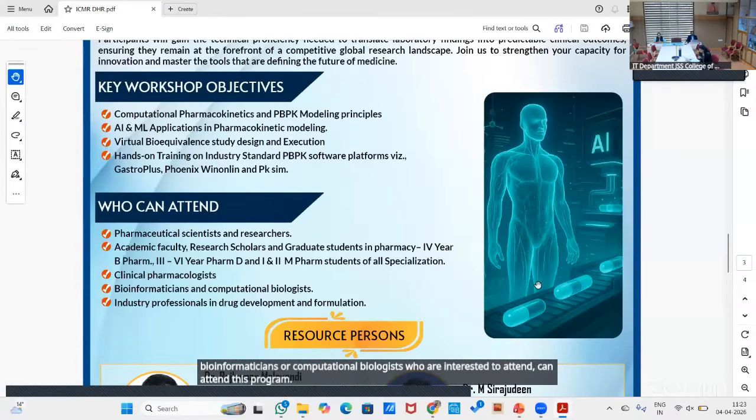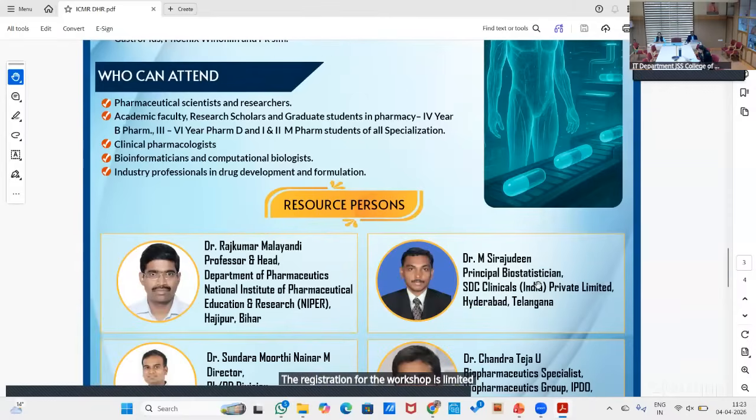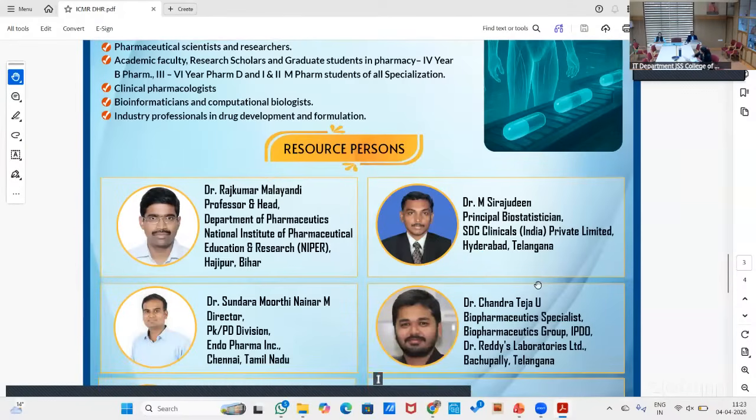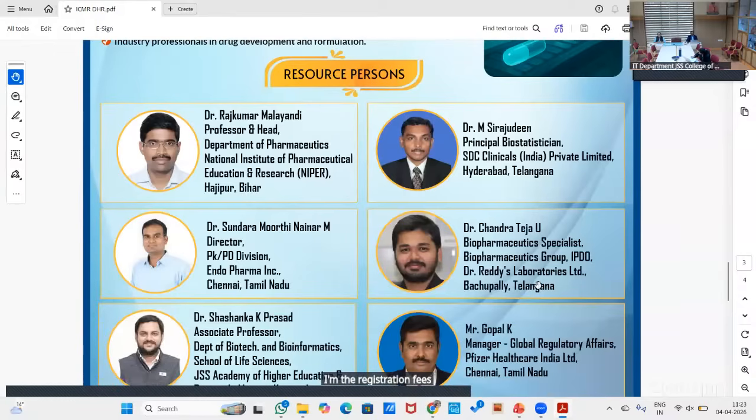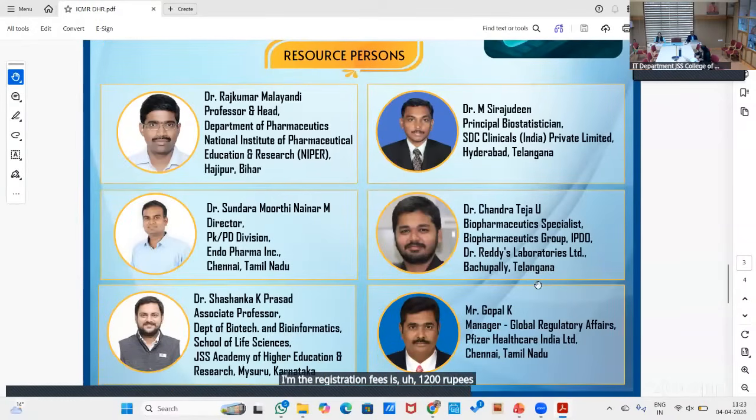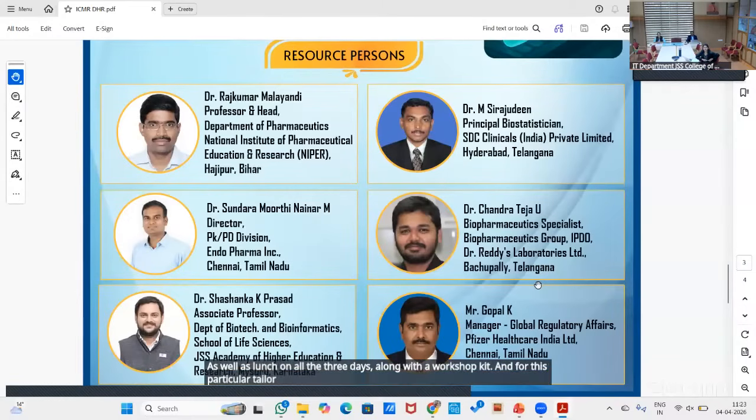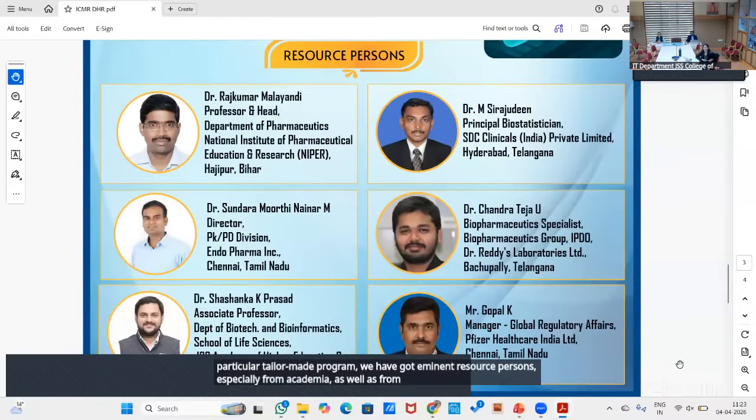The registration for the workshop is limited only to 100 participants, and the registration fees is 1,200 rupees inclusive of GST. And for this registration fee, we will be providing breakfast, refreshments, as well as lunch on all the 3 days, along with a workshop kit. And for this particular tailor-made program, we have got eminent resource persons, especially from academia as well as from industries.